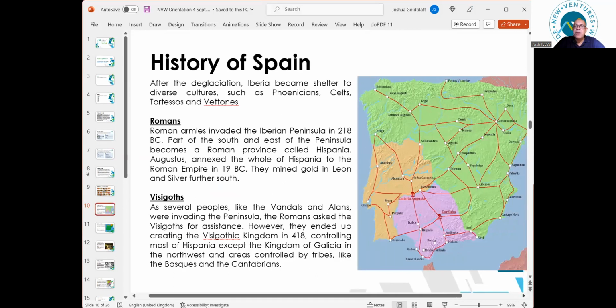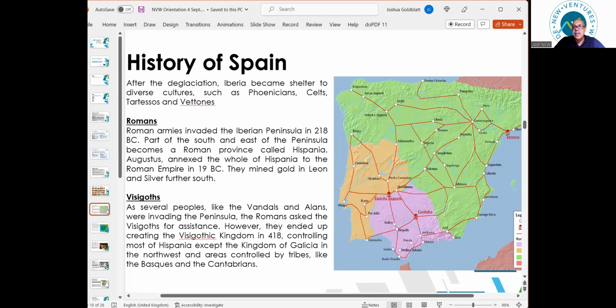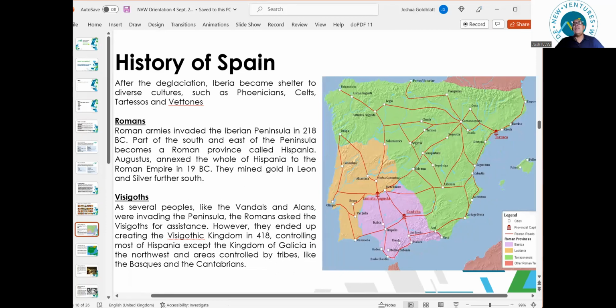So the history, kind of primitive history of Spain, we could say before the Romans. Obviously, we had the Goths and the Phoenicians and the Celts, okay? So some parts of Spain in the north and in the west have a very similar culture to the Irish in some of the symbols because they're Celtic.